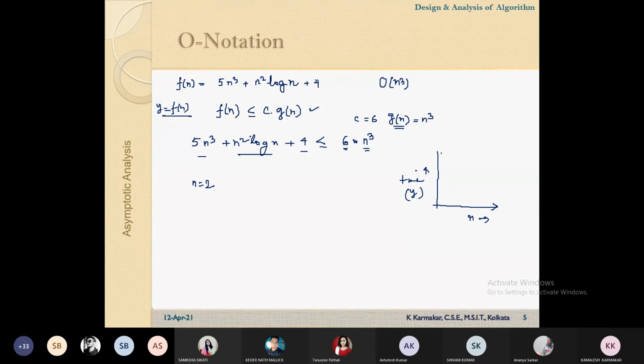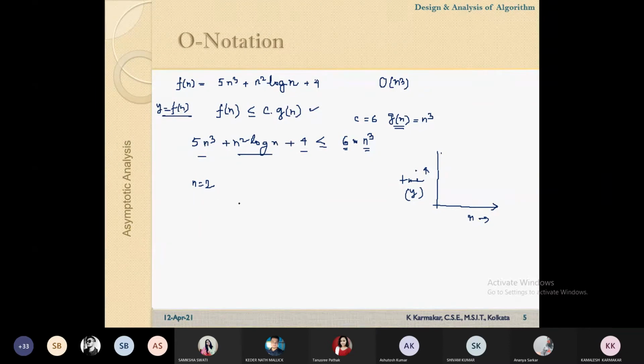So in that case, if the given function is something different, like instead of log n, if the function is 6n cube plus 4, then I will consider c equals 7 instead of considering it as 6. For n equals 1, 5 plus 1 into log 1, which means 0, plus 4, it is not being satisfied. For n equals 2, as you have calculated, this one is being satisfied. For any larger value of n, it is being satisfied.